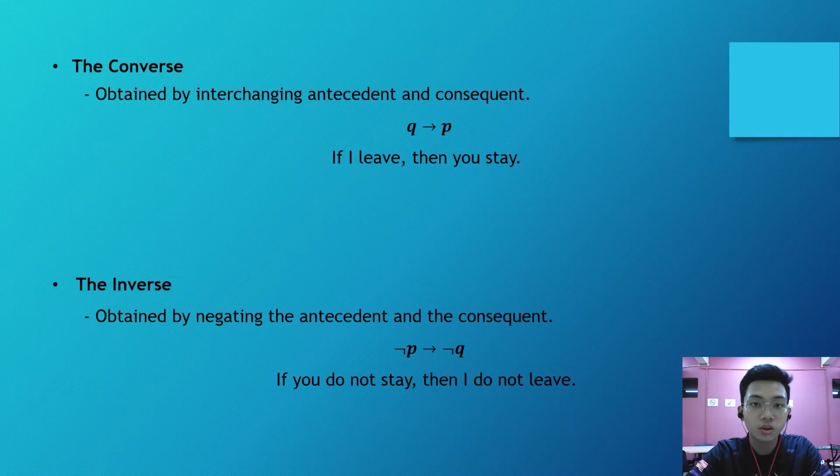So you can see the converse. The converse is obtained by interchanging the antecedent and consequent. So it's like a swap: P implies Q becomes Q implies P. In English form, if I leave, then you stay. So that's the converse. The inverse is obtained by negating the antecedent and the consequent. So from P implies Q to not P implies not Q. In English form, if you do not stay, then I do not leave. That is the inverse.